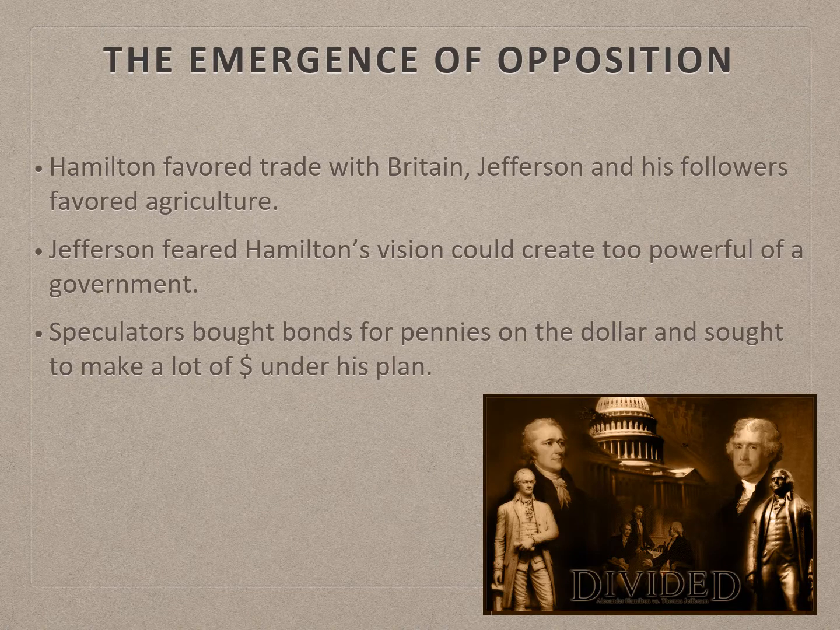Hamilton liked trade. He liked specifically trade with Britain. At this time, Britain was our biggest trading partner. And this is where we get opposition to Hamilton's plan. And the first real opposition to it came in the form of Thomas Jefferson. Jefferson and his guys liked the idea of agriculture instead of trade.